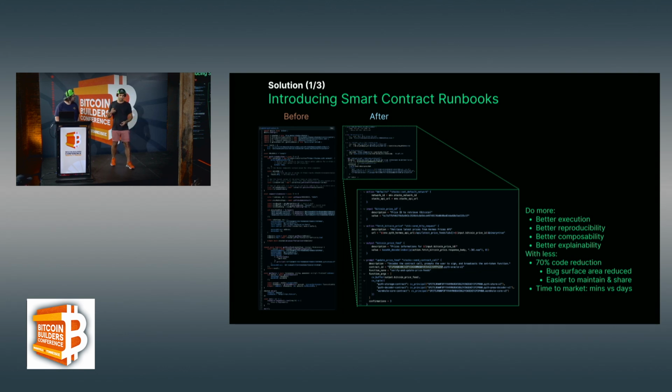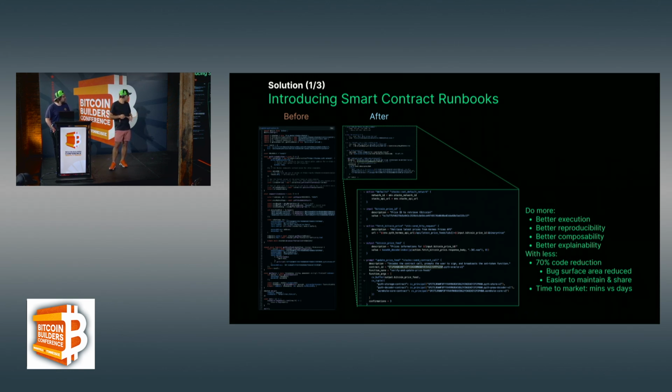So with Txtx, we are introducing the concept of smart contract runbooks. A smart contract runbook is a workflow or a recipe designed to sequence interactions on blockchains. The goal is to help developers create something concise and clear to read, but most importantly, pay attention to security.